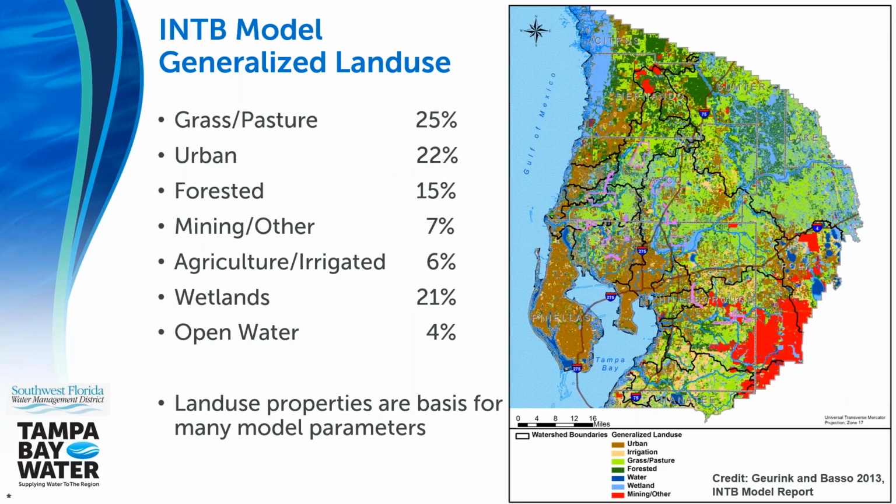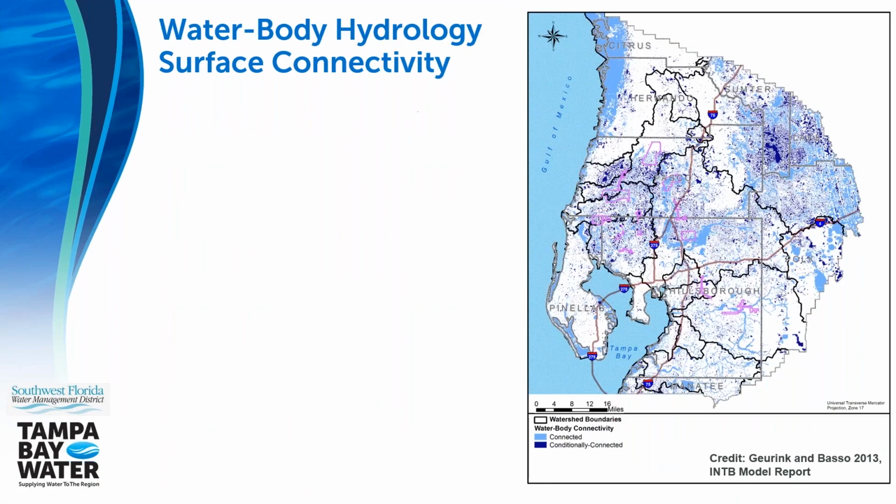Generalized land use in the area: 50% of the area is covered either by grass pasture or urban. Much of the grass pasture is transitioning to urban. Another 25% is covered by water and wetlands. And part of the robust calibration process was to assign properties to land use as the basis for model parameters.